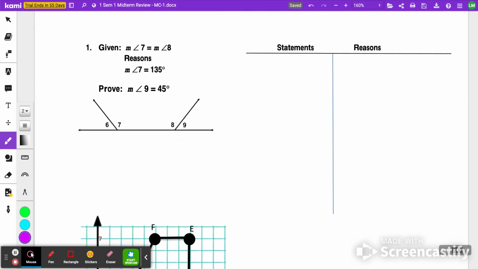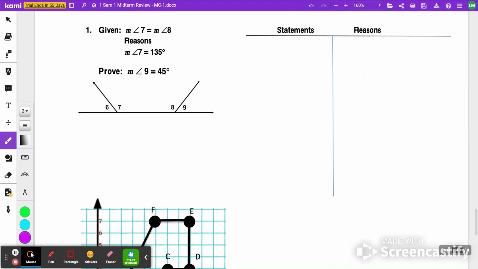The last part would be your proof section. So let's go ahead and look at these. Given that the measure of angle 7 is equal to the measure of angle 8, and the measure of angle 7 is equal to 135 degrees, prove that the measure of angle 9 is 45 degrees.